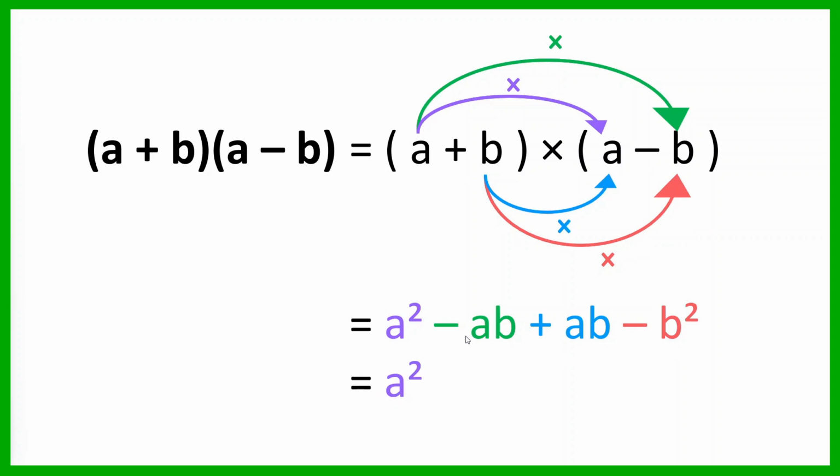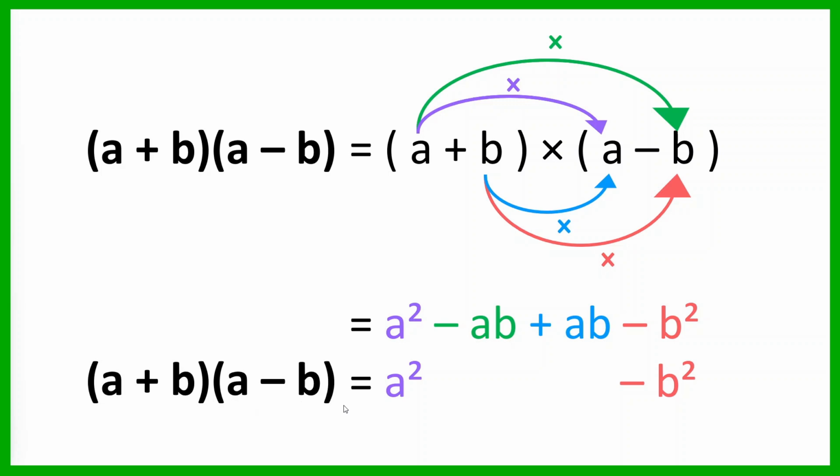So now if I simplify this, let's see what happens. So I get a squared, then my minus ab and my plus ab are going to cancel each other out because they are like terms and they're the same except for the plus and minus. And then I've got my minus b squared. So a plus b multiplied by a minus b is equal to a squared minus b squared. A square minus another square. So it's the difference, remember difference means minus, it's the difference of two squares. Okay, so like I said, when we multiply these binomials together, we end up with the difference of two squares.